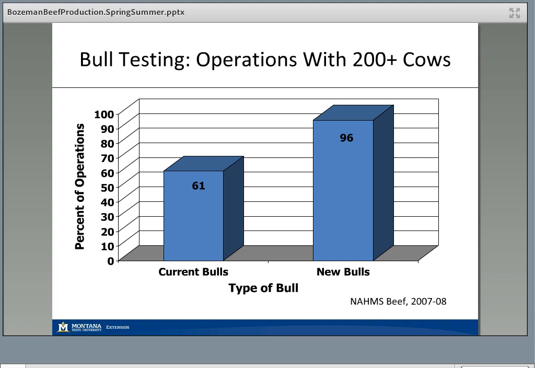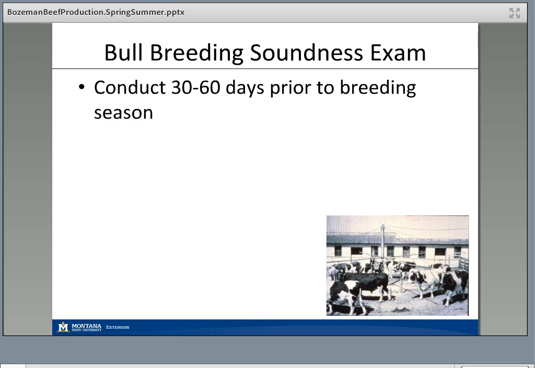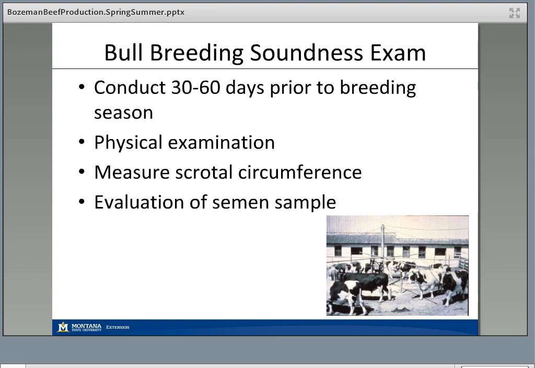So what does that entail? Well, we want to conduct that breeding soundness exam 30 to 60 days prior to the breeding season. That way, if you have bulls that don't pass, and you need to replace them, you can have some time to go out and find those bulls to do that. So a BSE consists of a physical exam, a measure of scrotal circumference, and then an evaluation of a semen sample.